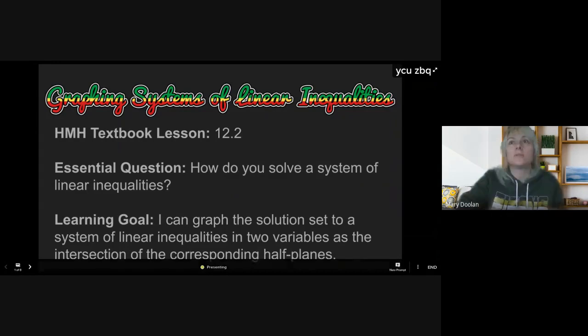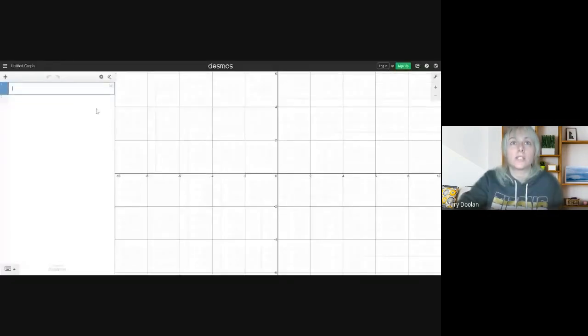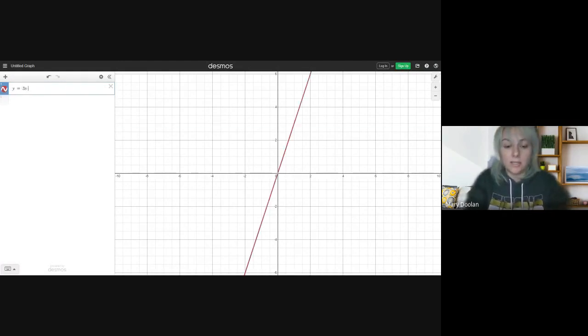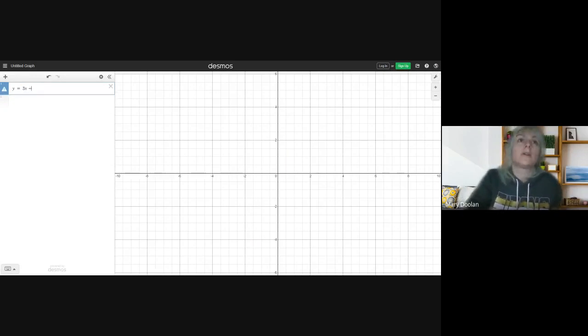This is not specifically in the lesson, but I do want to show you in Desmos and just make this connection for you. So we have our graphing calculator. Say I typed in just an equation. Equations and inequalities are different. If I typed in y equals 3x plus 5, that right there is an equation. This is a linear equation. It has an equal sign.